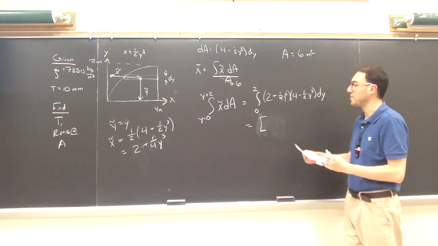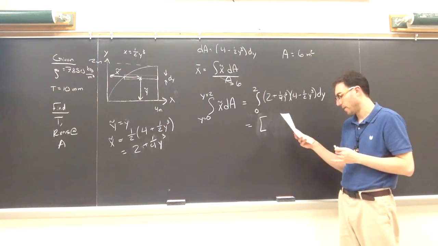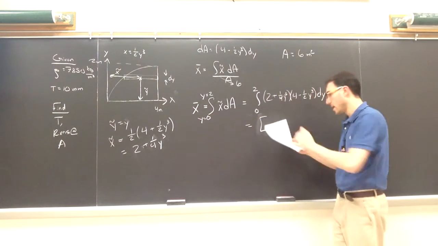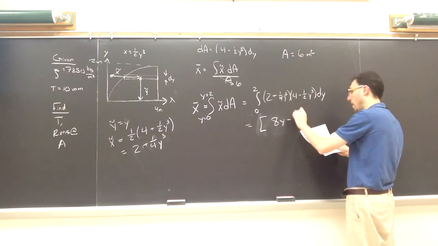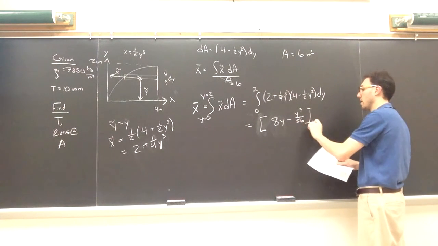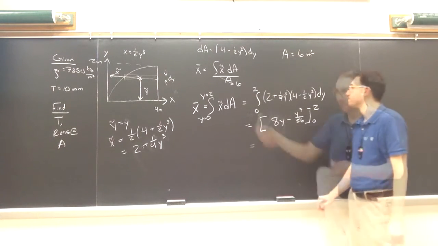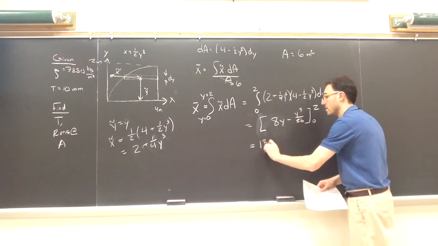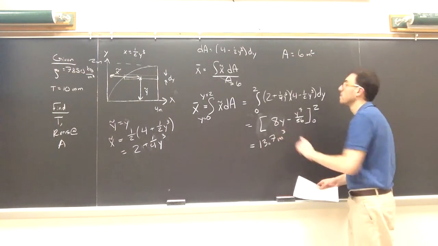This will simplify though once we FOIL it because they both have a constant and a cubed term. So I actually skipped this step where I FOILed it out, but we take the antiderivative, and for this we're going to get 8y minus y to the 7th over 56, evaluated from y equals 0 to y equals 2. This value is 13.7, and this will be in meters to the 3rd power.